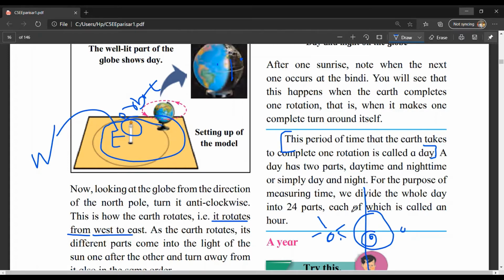For the purpose of measuring time, we divide the whole day into 24 parts, each of which is called an hour. That means we have 24 hours in one day. Okay, 24 hours in one day. I hope you understand it.